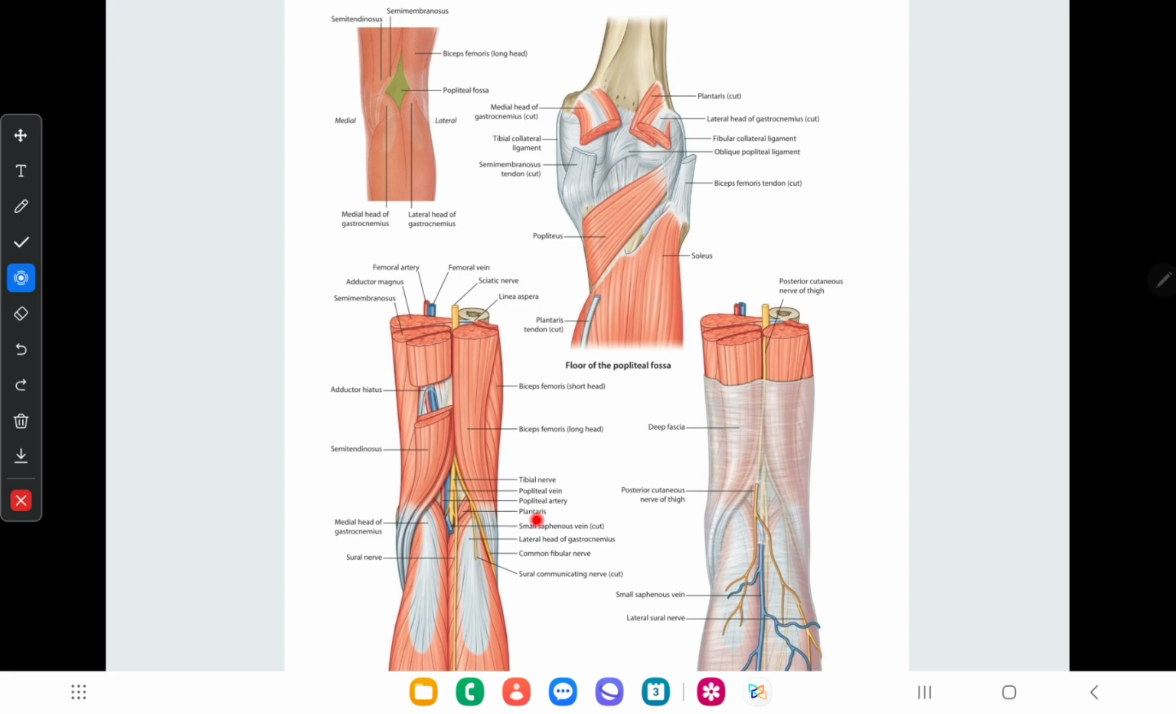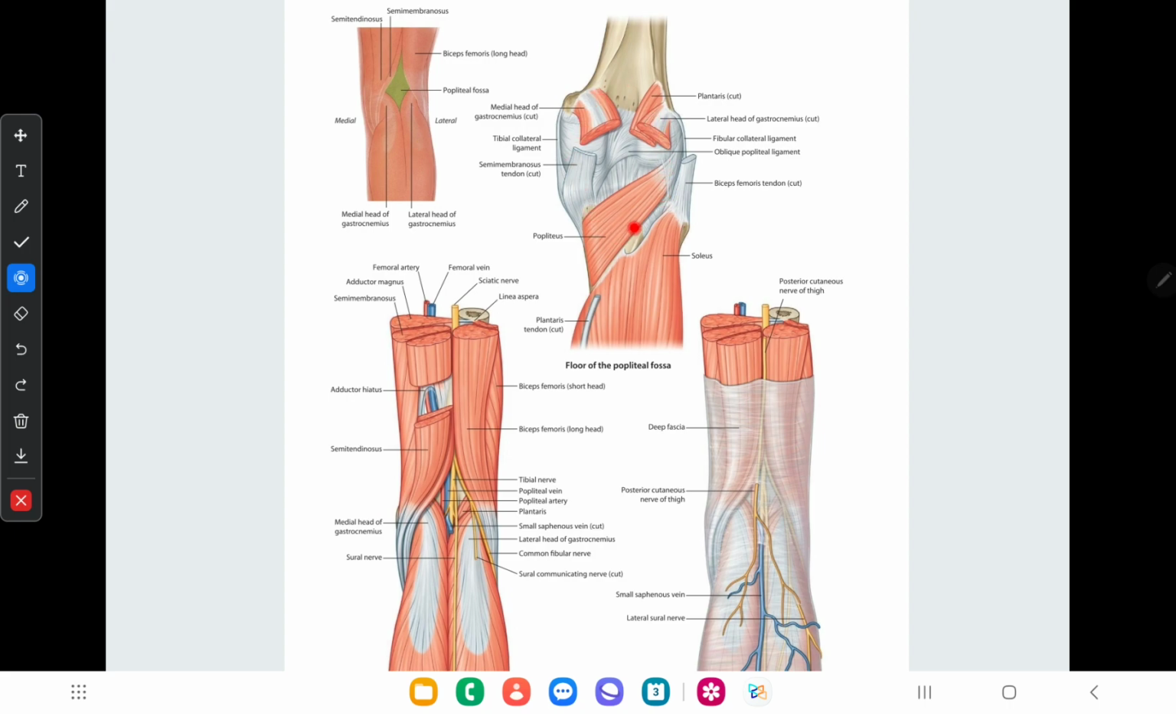Then the floor of the popliteal fossa is formed by the popliteal surface of the femur, the posterior surface of the knee joint and the popliteus muscle covering the upper posterior surface of the tibia. Here you can see the popliteus muscle which covers the upper posterior surface of the tibia. The posterior surface of the femur, posterior surface of the knee joint and popliteus muscle are involved in the formation of the floor of the popliteal fossa.